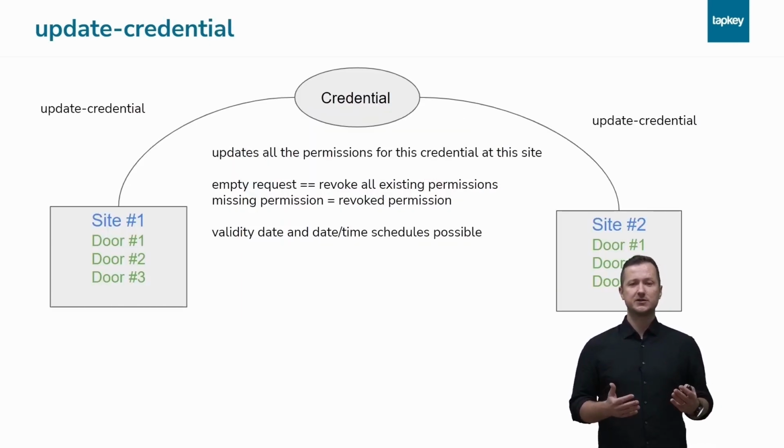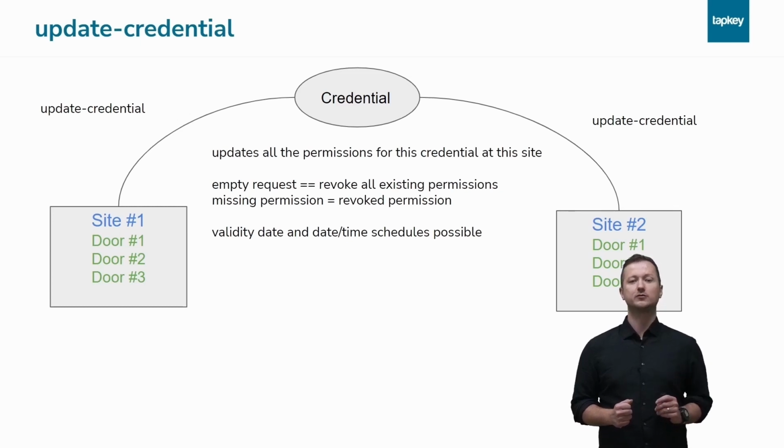An update credential request updates the access permissions of a certain credential in the context of a certain site. Each call to this endpoint updates all the access permissions of the given credential on the specified site. Access permissions can have all the properties known from OSS Standard Offline, including a validity date, daytime schedules, and so on. I will cover more details of this endpoint in the demo part of this presentation.